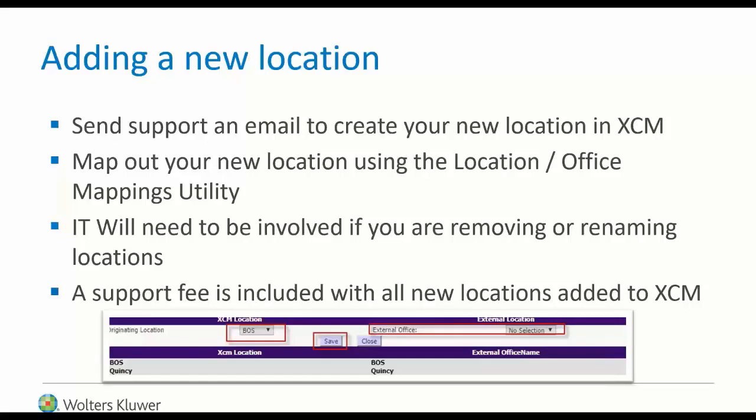You want to map out your new location using the location office mapping utility, where you're going to choose the XCM location and the external location and match them up. One thing to pay special attention to is the renaming of your office location. Inside practice management, if you rename an already linked office location, you decide that you're going to change your naming convention for your offices, the link will actually break behind the scenes between the practice management application and XCM.